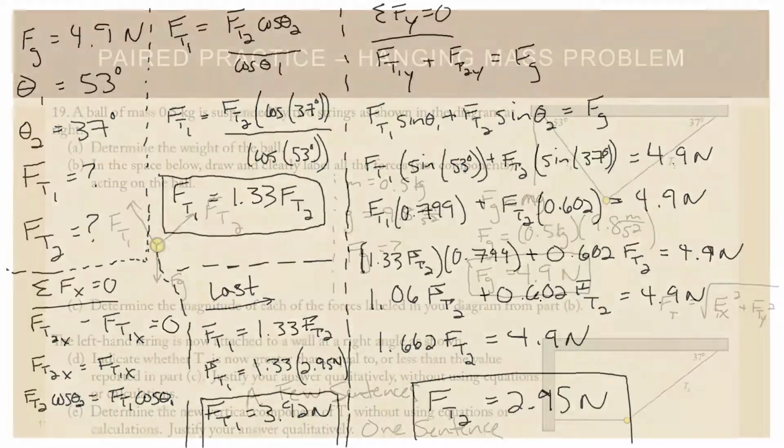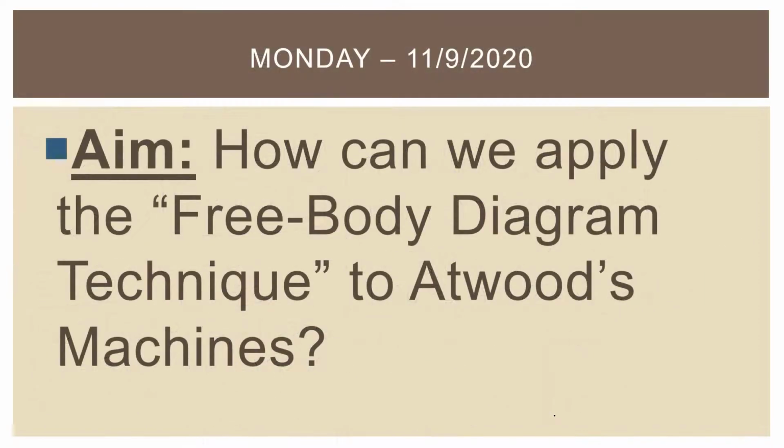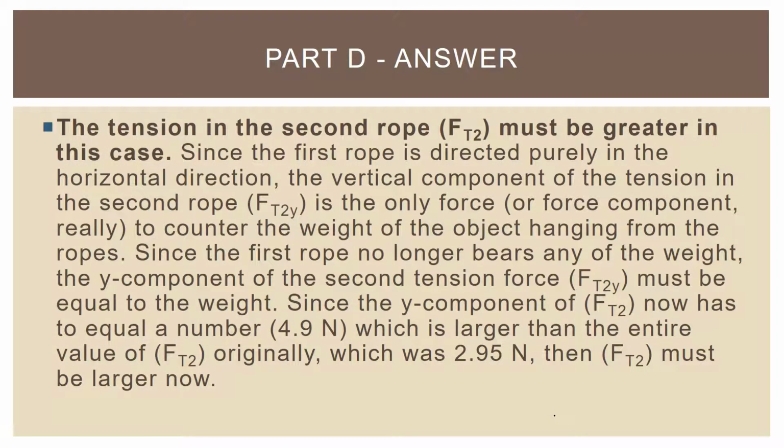And when we solved for FT2, we got that it was 2.95 newtons. So now what we're saying is a force that was 2.95 newtons now has to have just one component that's going to be equal to a number that's bigger than that, almost twice as much. And so the idea here is, because now just the y component has to be bigger than the entire force used to be, the whole force now has to be bigger too. Take a second to pause this video here and write that down, and when you hit play, we'll move on.